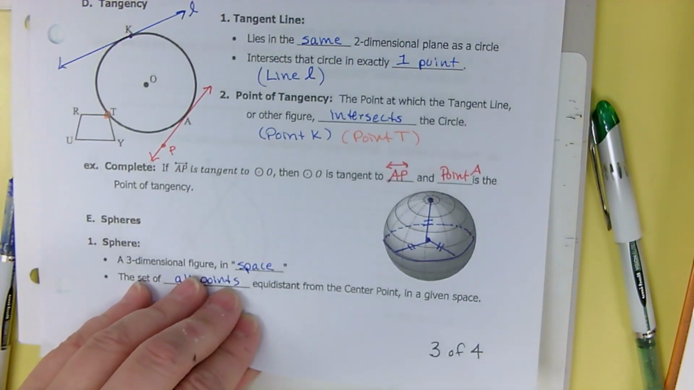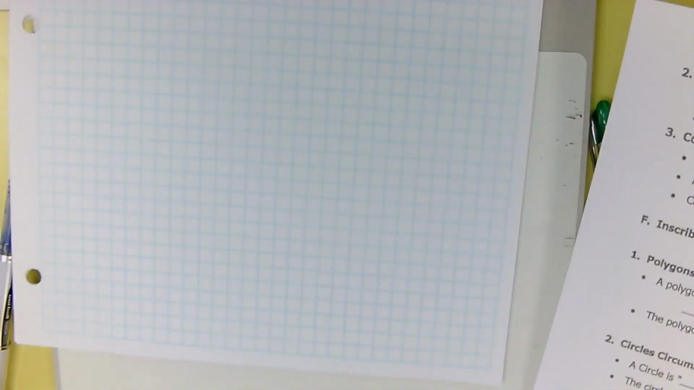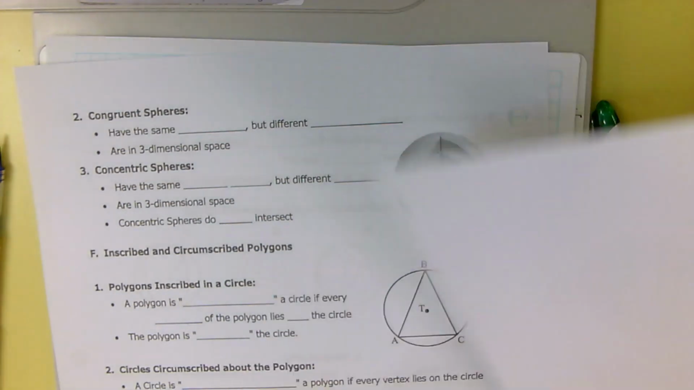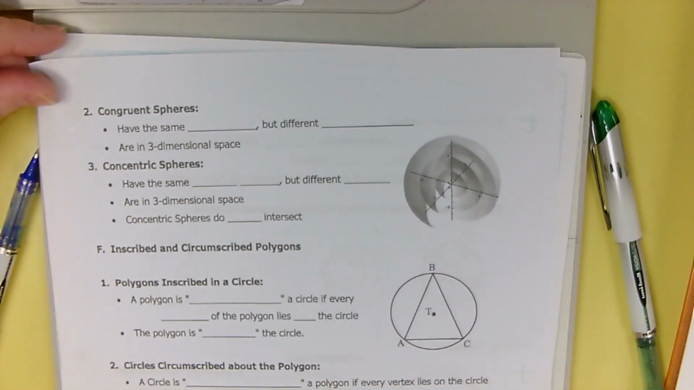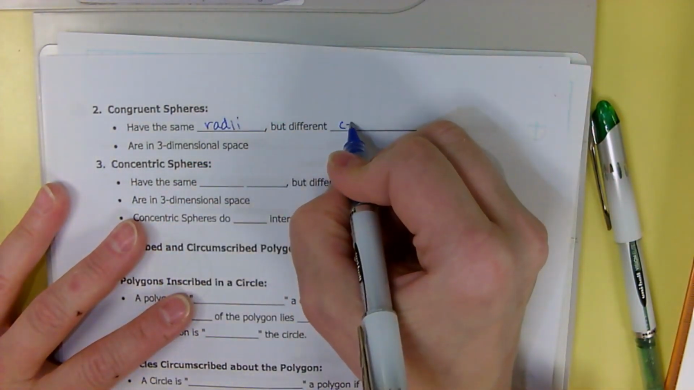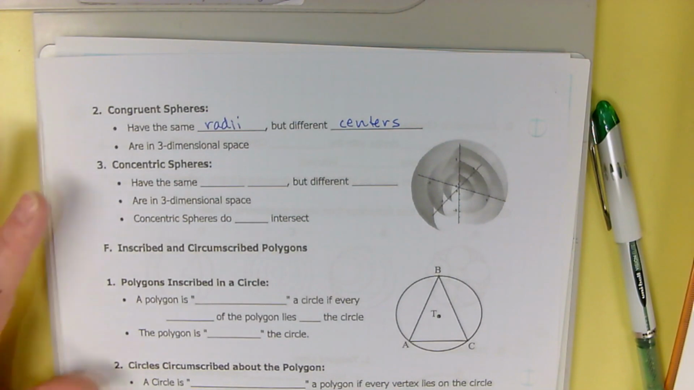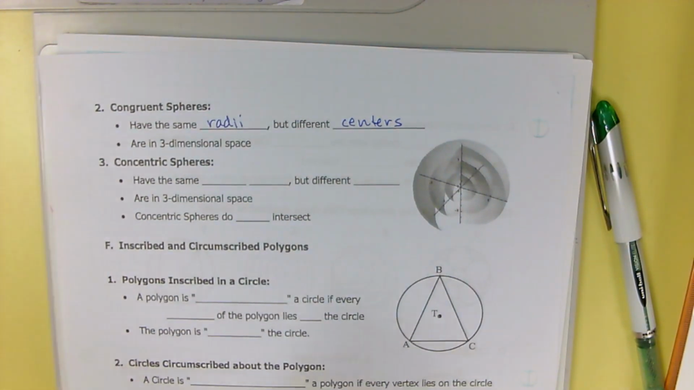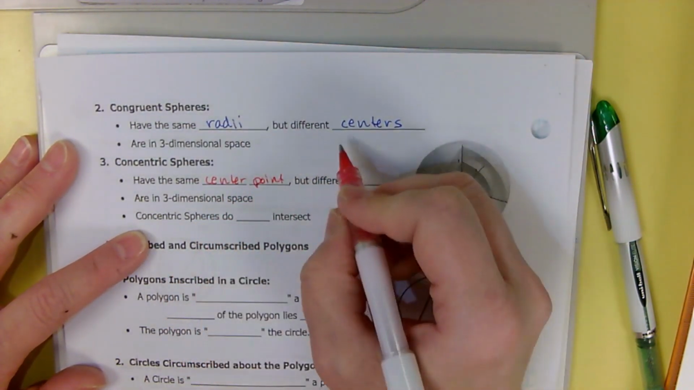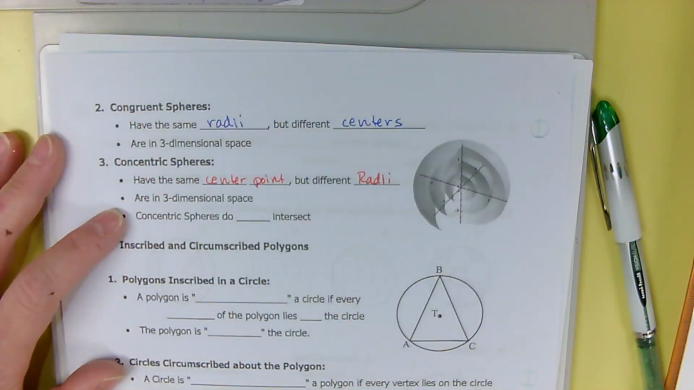Okay, flip the page. And you'll notice I have a lot more pictures because they're really hard to draw. So congruent spheres. Congruent spheres have the same radii, but different centers. Congruent spheres are in three-dimensional space. Concentric spheres have the same center point, but different radii. So concentric spheres have different radii. They're also in three-dimensional space.